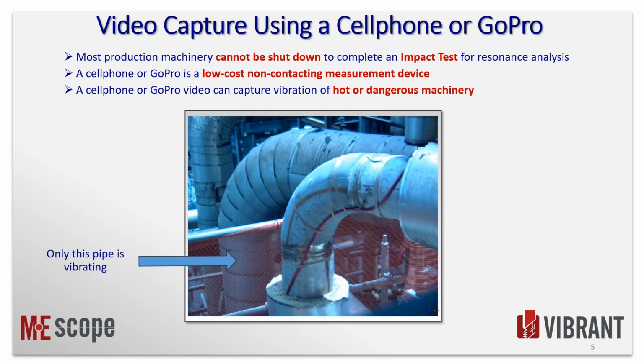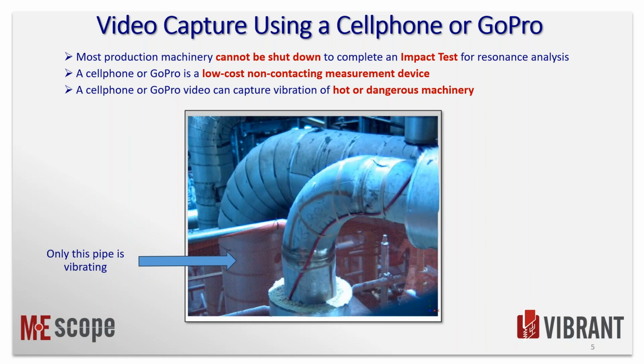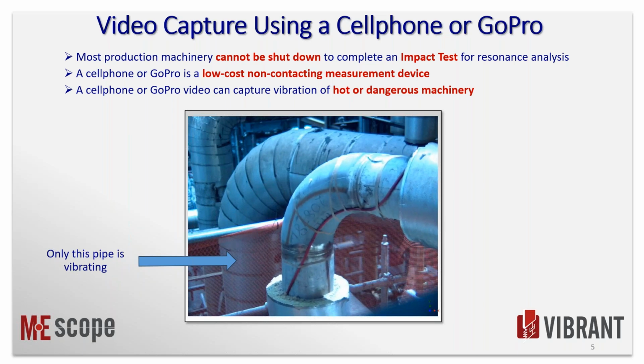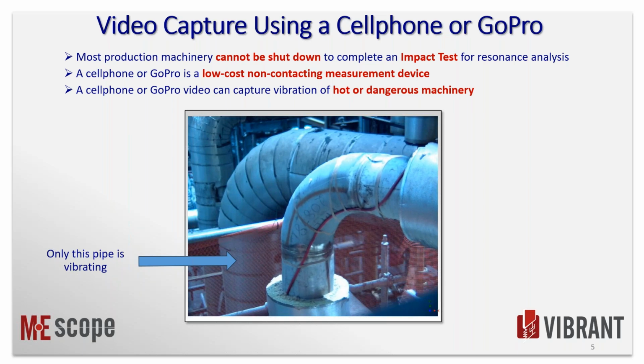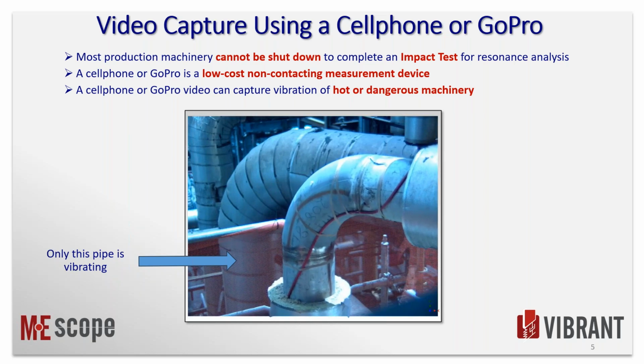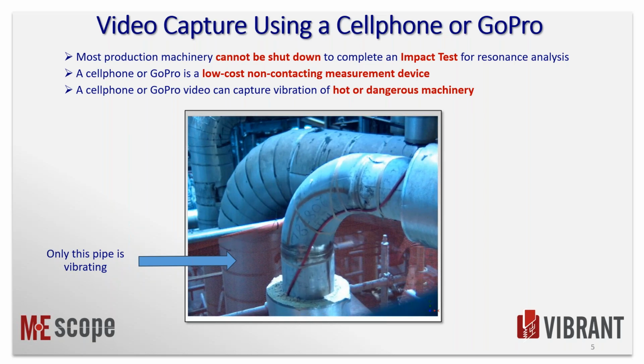So in most operating machinery, you can't shut it down. The operations people don't want you to shut down the machinery to do an impact test with accelerometers and look at resonances, although that's commonly done for problem machinery.